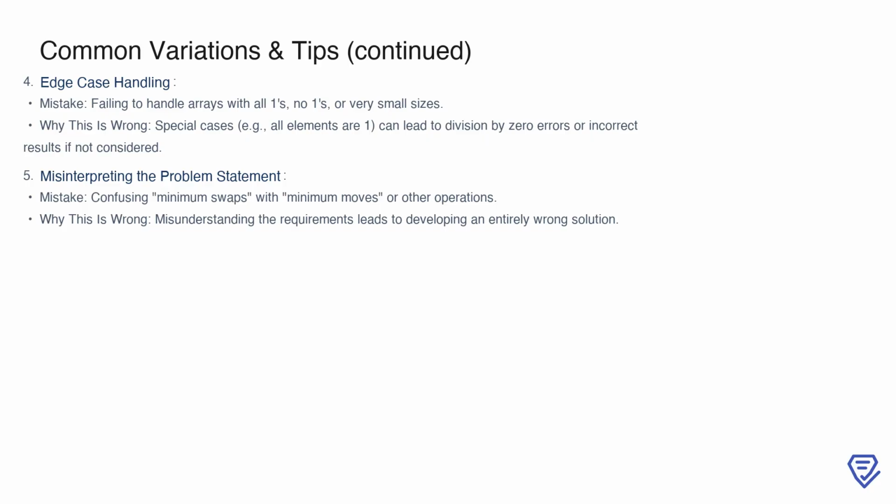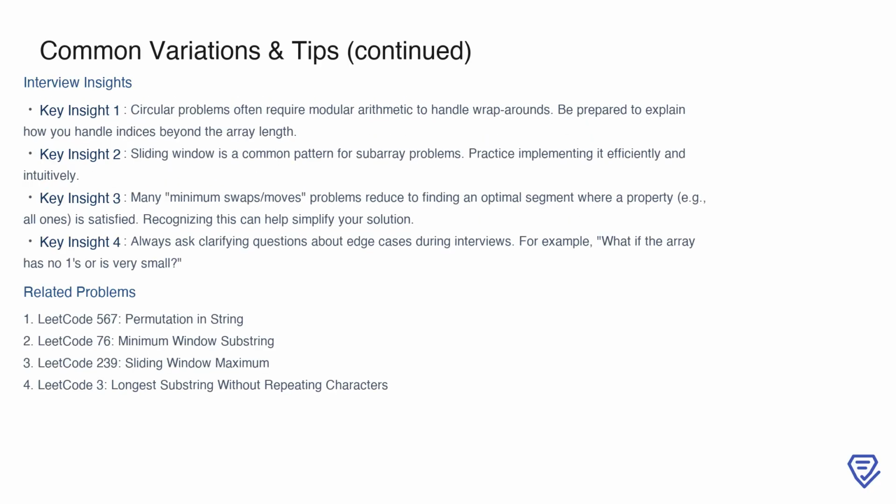Now, let's consider some key insights that can help you excel in solving this problem, especially in an interview setting. First, whenever you deal with circular arrays, modular arithmetic becomes critical for handling wraparounds. Interviewers often expect you to explain how you manage indices that go beyond the array length, so be prepared to discuss that. Second, the sliding window pattern is a powerful tool for solving subarray problems like this one. Practicing its implementation will help you use it efficiently and intuitively.